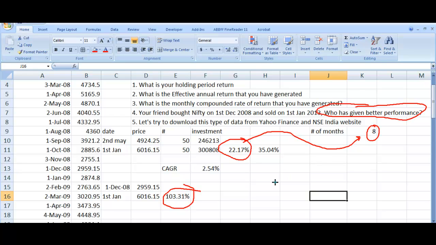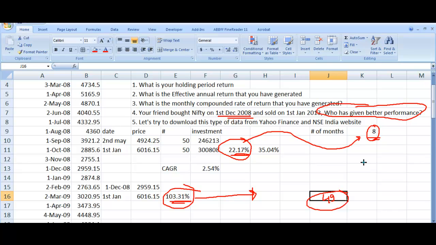However, his performance has been generated over a longer period. You need to compute how many months there are. So you have 2008 December, then 2009 entirely, 10 entirely, 11 entirely, 12 entirely. So 12 into 4, 48 months plus 1 month. So you have a total of 49 months. Now I want to know whether 103% over 49 months is better or 22% over 8 months is better. That is what we need to compute.